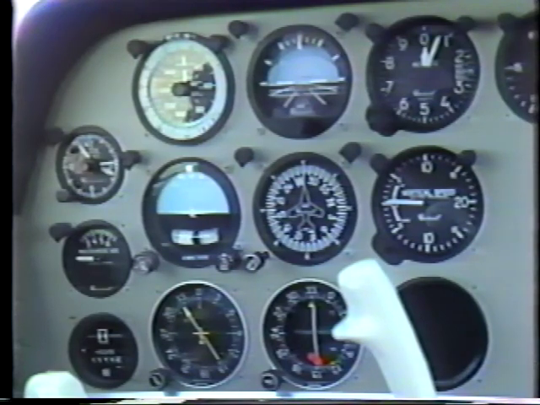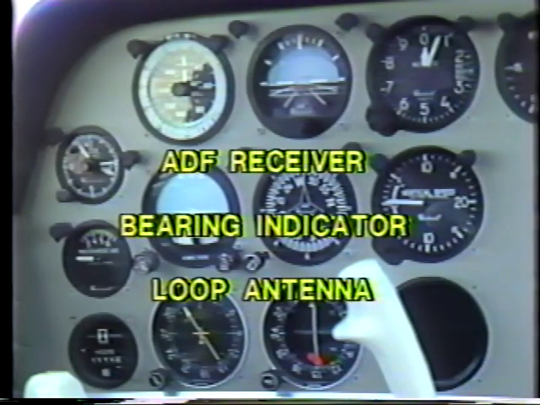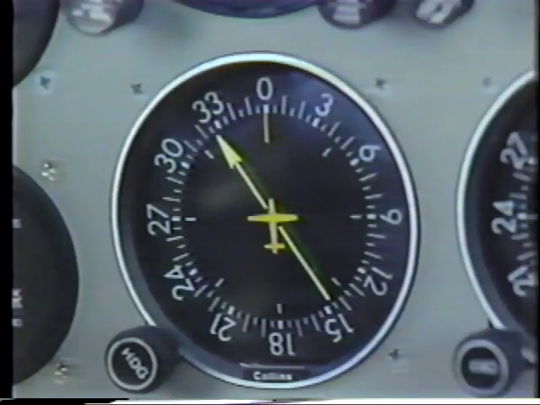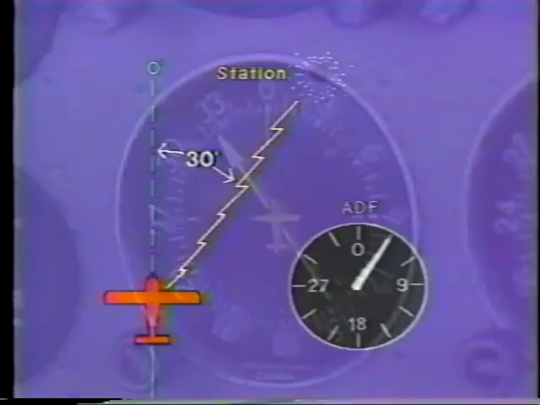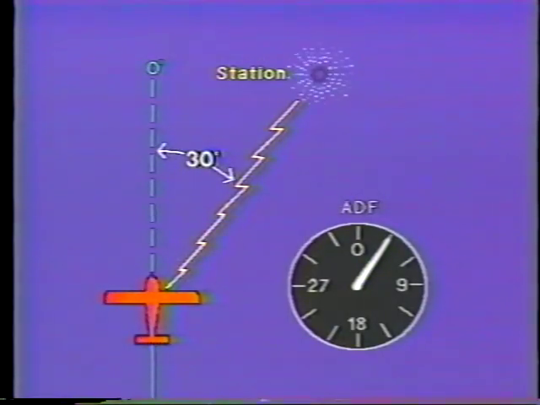A typical ADF system consists of the ADF receiver, the bearing indicator, the loop antenna, and the sense antenna. The ADF receiver and bearing indicator are located in the cockpit, and the antennas are located on the airframe. The automatic direction finder indicates in which direction the station is located. This direction is shown in relation to the nose of the airplane.